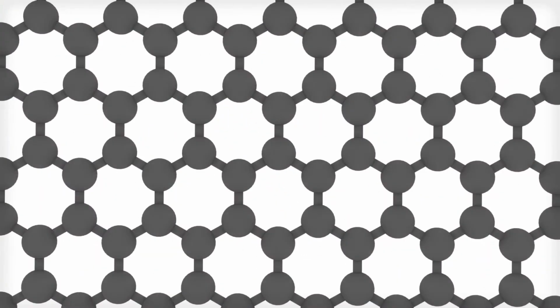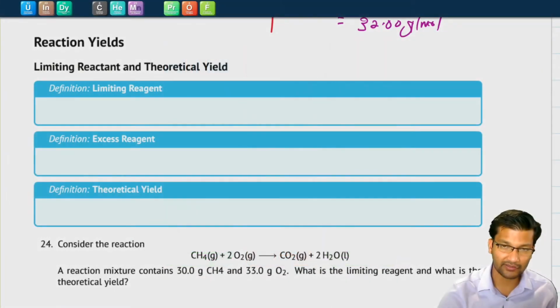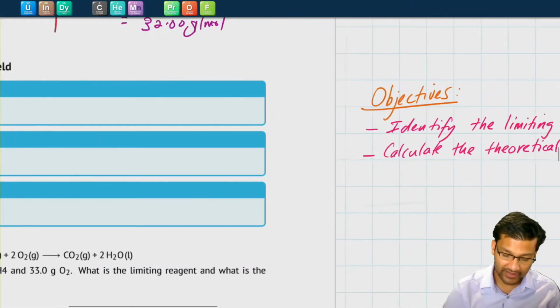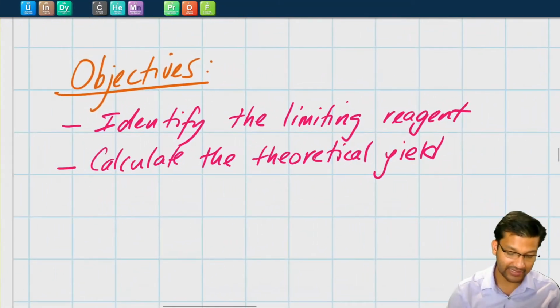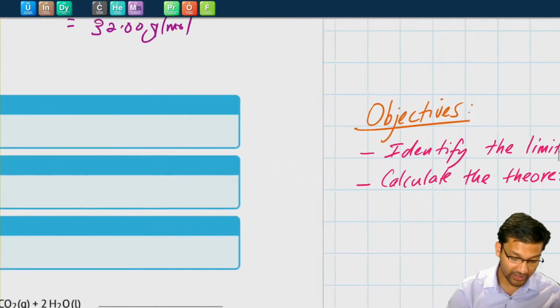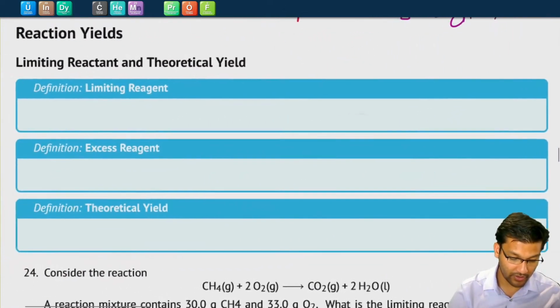Hello students, this is Professor Chalai, and in this video we're going to look at limiting reactant and theoretical yield. By the end of this video, you should be able to identify the limiting reagent or reactant and calculate the theoretical yield. As always, you can follow along with our chapter 4 workbook.